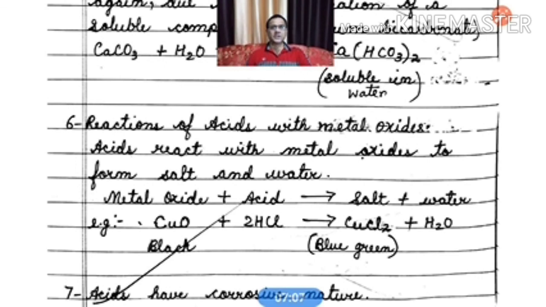Now, reaction of acids with metal oxides: this is the sixth type of chemical reaction of acids. Acids react with metal oxides to form salt and water. Metal oxides are mainly basic in nature. Remember, metal oxides are basic in nature. So copper oxide is also basic in nature. When it reacts with HCl, which is an acid, it definitely forms salt, because you already know that a base when reacting with an acid forms salt and water.